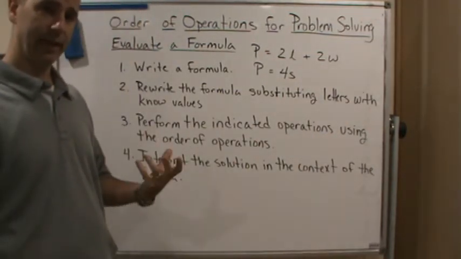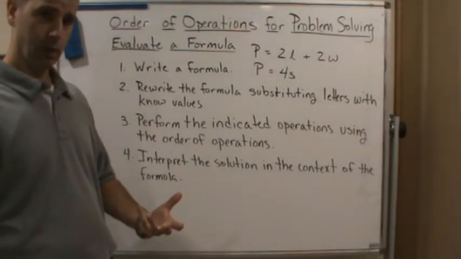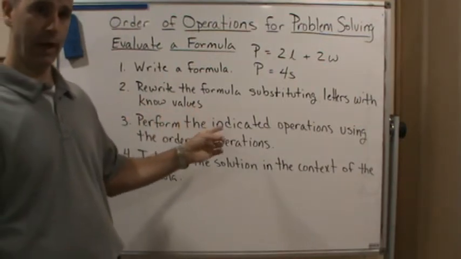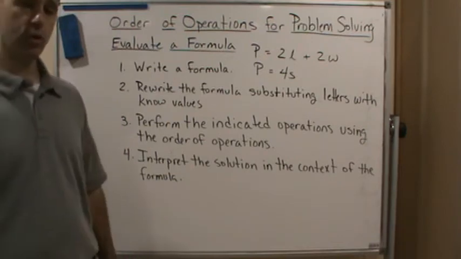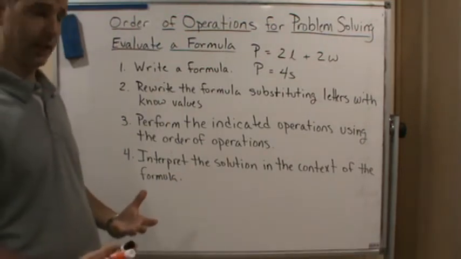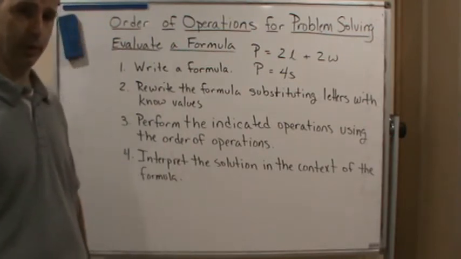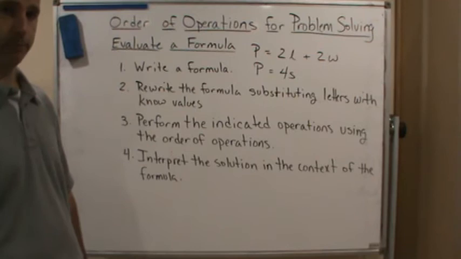So any letter that has a known value that's given to you, you're going to substitute in for all of the known values and replace those letters. And then three, once you're done with substituting letters, you're going to perform all the indicated operations using the order of operations, solving for the unknown variable.